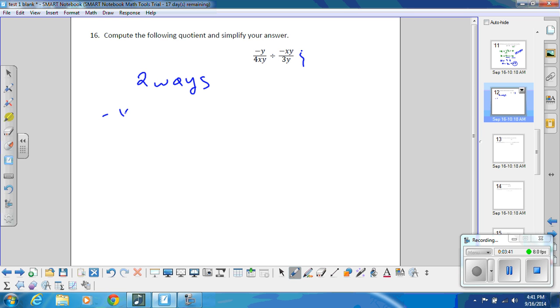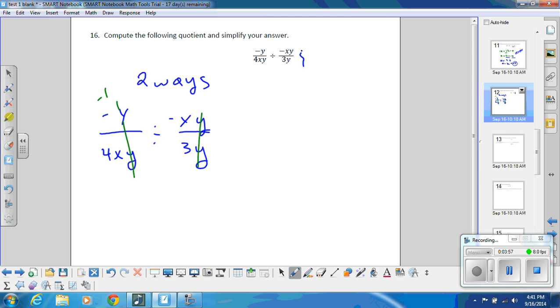So I can go ahead and write this out, copy exactly what I'm seeing here. And what I'm going to do in this first one is I'm going to divide out my common factors. These both have a y, it goes bye-bye. These both have a y, it goes bye-bye. But here I have a minus y.